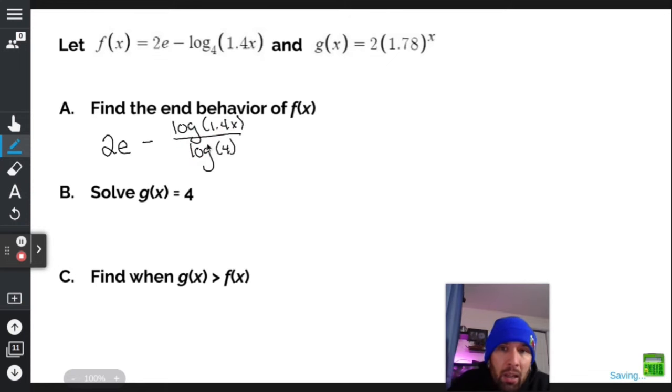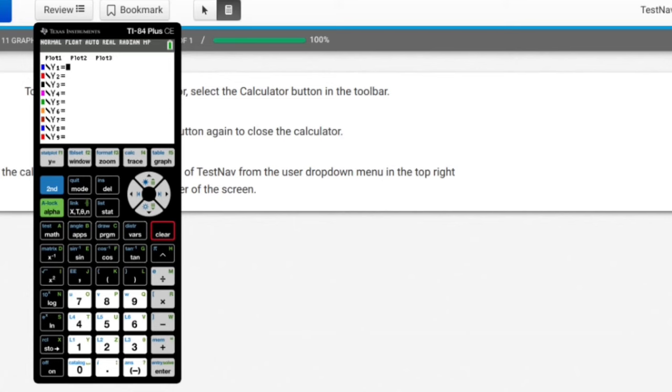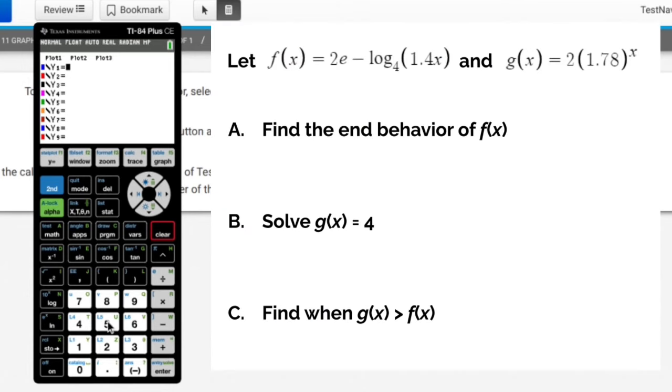This is log base 10. I could use ln if I wanted to. But let's throw that into my calculator and see what my end behavior ends up being. All right, so let's graph this train wreck of a problem. We have 2e. As you saw from what I wrote down, I had to rewrite this guy in log form. So minus, let's do parentheses, log 1.4x, close parentheses, divided by log of, what was it, 4, it's just a number, graph.